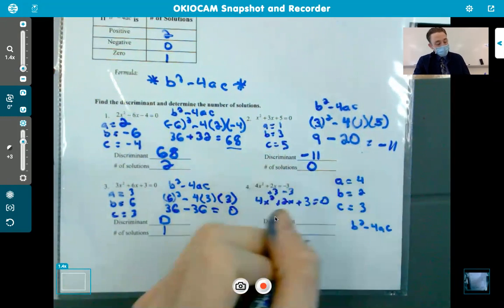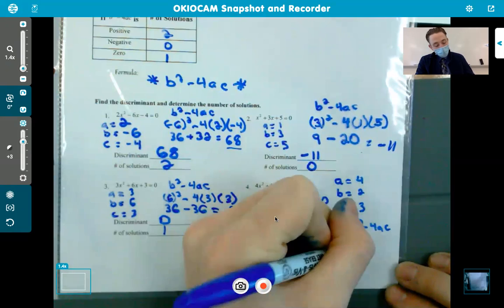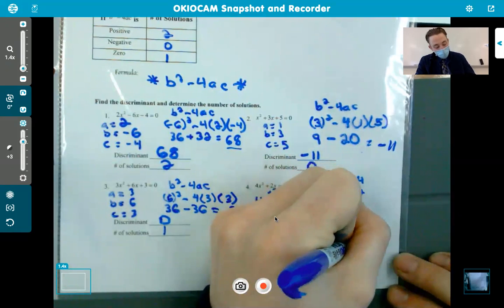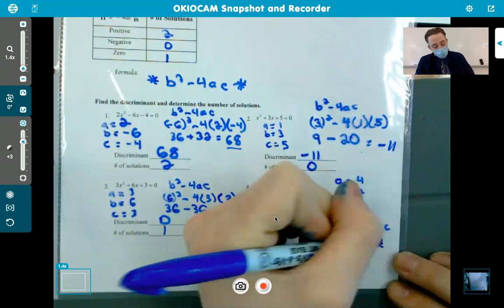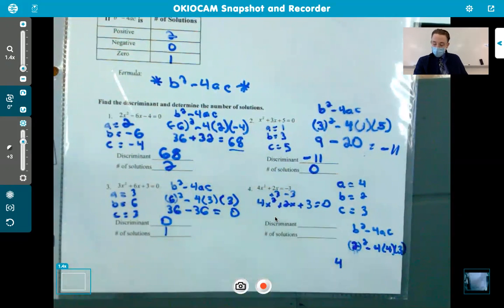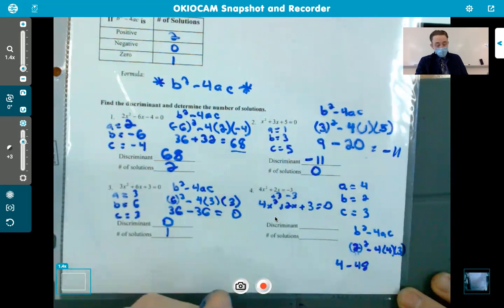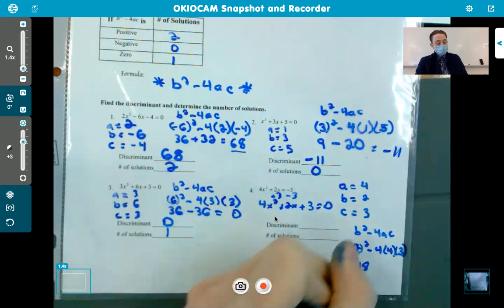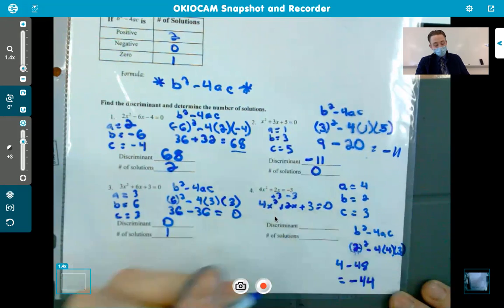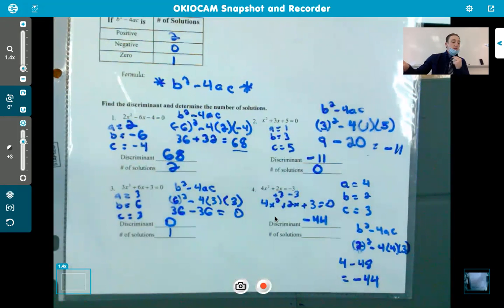All right, I'll plug those into my discriminant formula here. I have 2 squared minus 4 times 4 times 3. The 2 squared is going to give me 4. 4 times 4 times 3 is going to give me what? 48. And 4 minus 48 is going to give me what? Negative 44. Take a second, make sure we have that all jotted down.